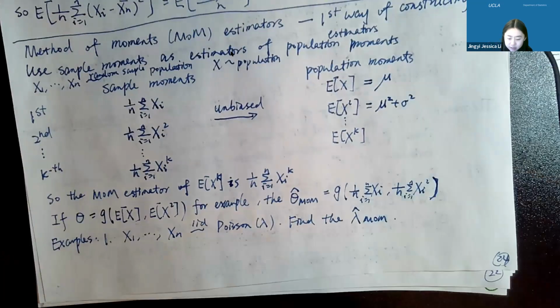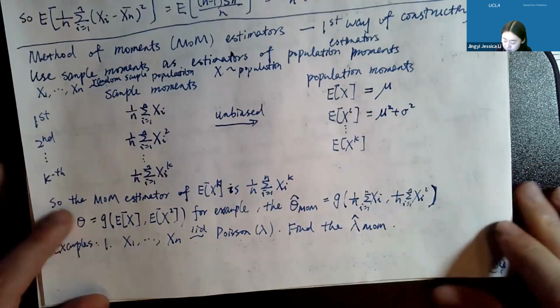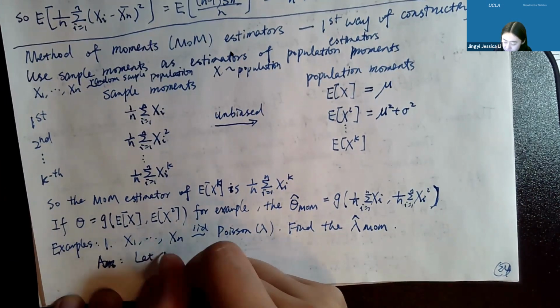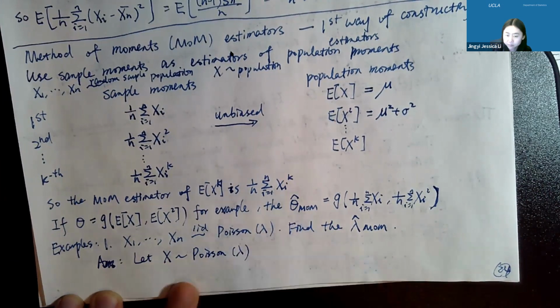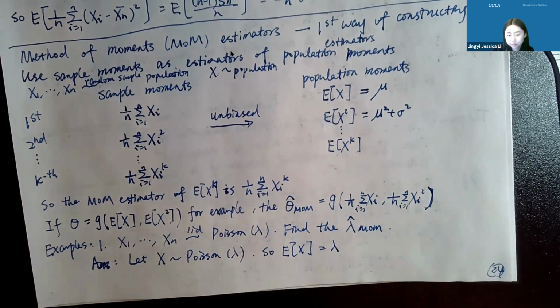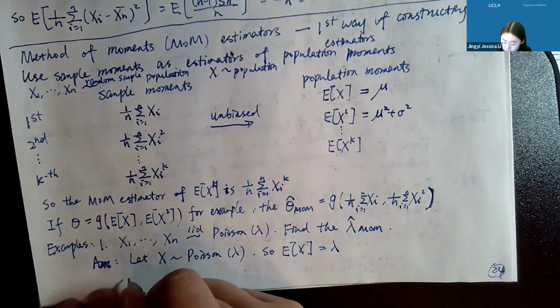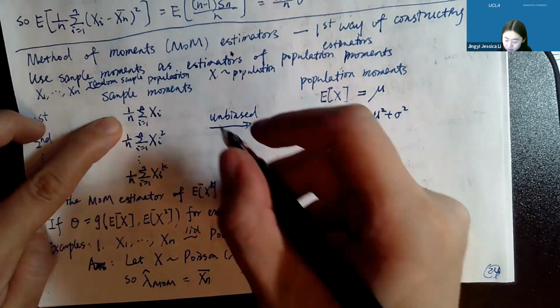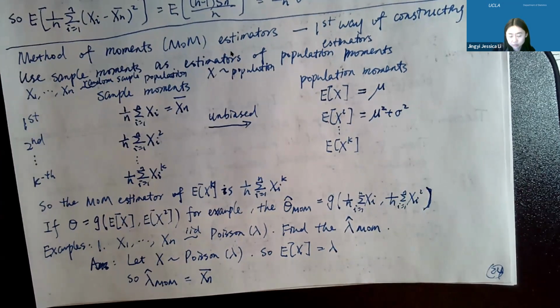Okay, so now for this example, to answer this question, let's have a hypothetical random variable X follow a Poisson distribution with parameter lambda, and we need the first population moment. The expectation of X is just lambda, based on the property of the Poisson distribution. Then let's use the first sample moment to estimate it. So lambda hat MOM is just X bar, the notation we gave before. This is the simple case because the parameter of interest happens to be the first moment. That's just an easy start.